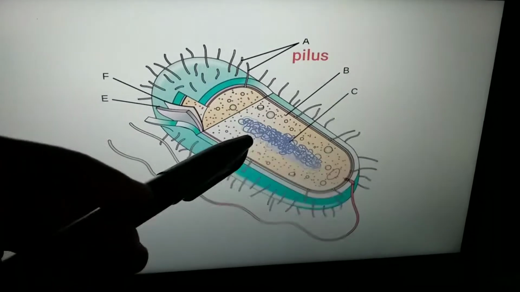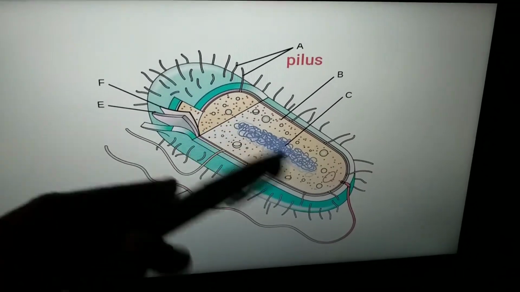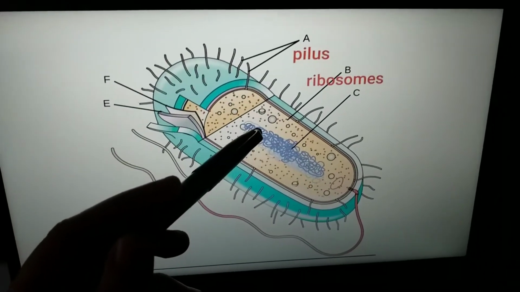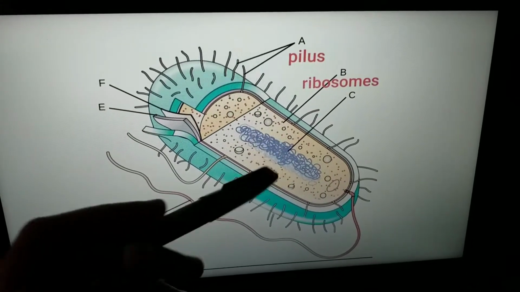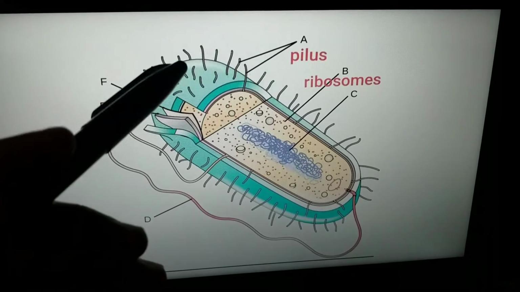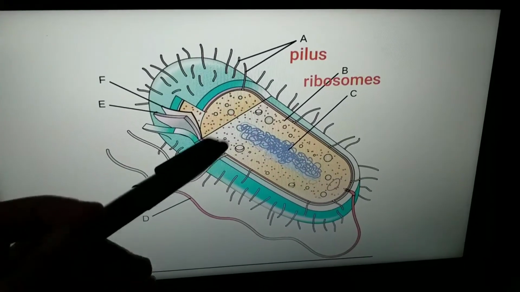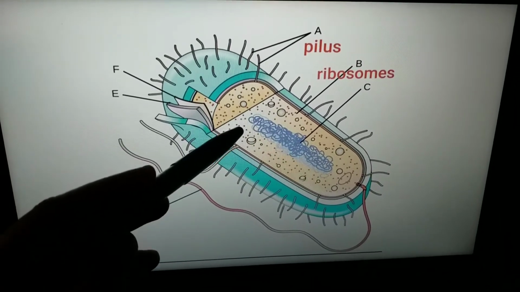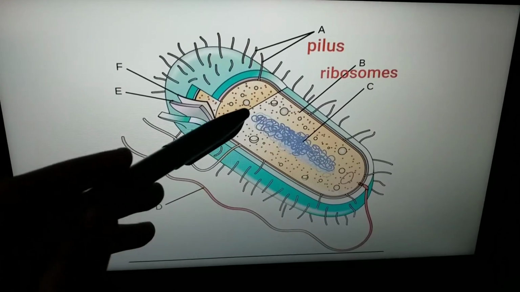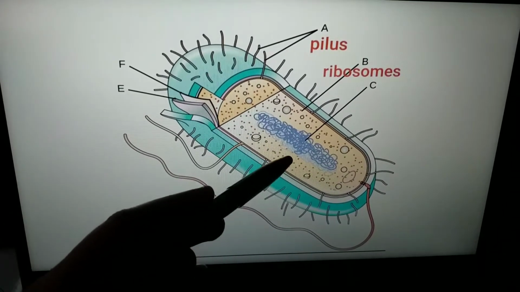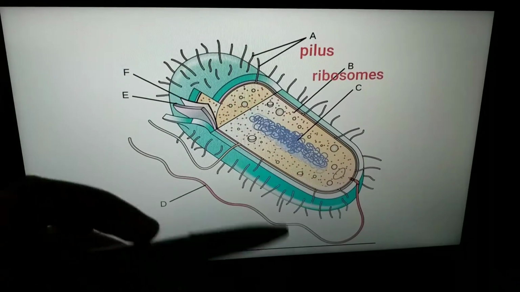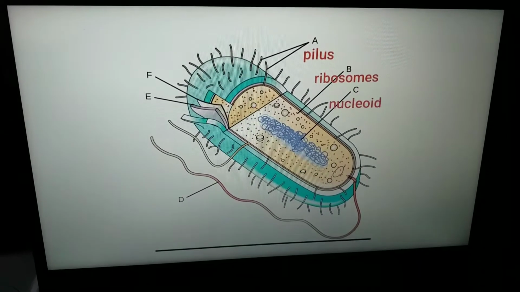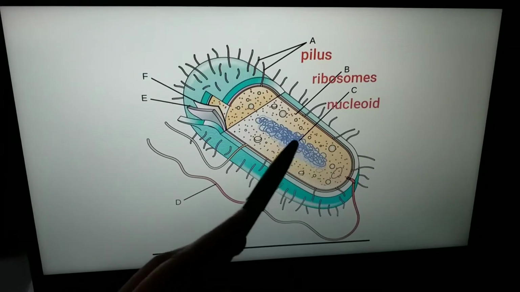And the next is these small dots. That is what we call the ribosomes. The ribosomes is used for photosynthesis, by which the green plant turns water and carbon dioxide into food when the plant is exposed to light. And you can see that here in the bacteria, ribosomes are everywhere. Here in the middle of the bacteria, that is what we call the nucleoid.